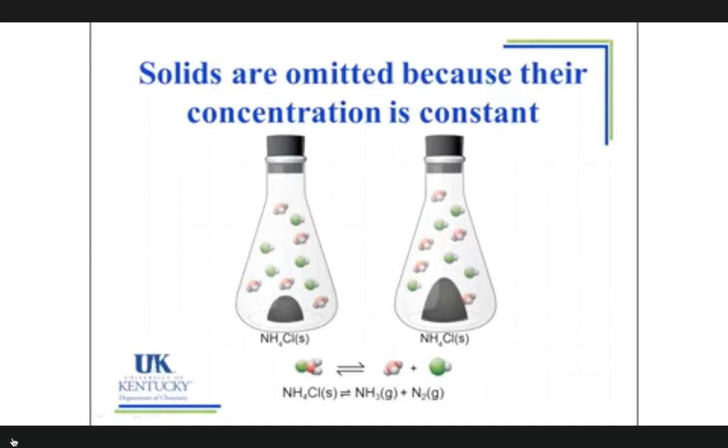Now, when we get to solids, we actually omit them from our equilibrium expression because the concentration of a solid is constant. As I increase the amount of solid, I'm also increasing the moles and I'm increasing the volume by a proportional amount. And so since the concentration is constant, we exclude that from our equilibrium expression, or our law of mass action. Now, when I look at the reaction below, I see I have a solid as a reactant, and I have 2 gases as the product. I can still write a law of mass action, but it's only going to include those non-solid substances.